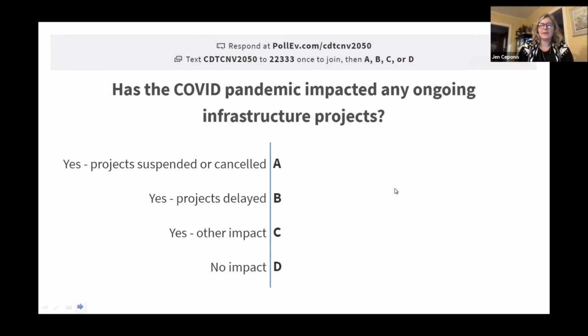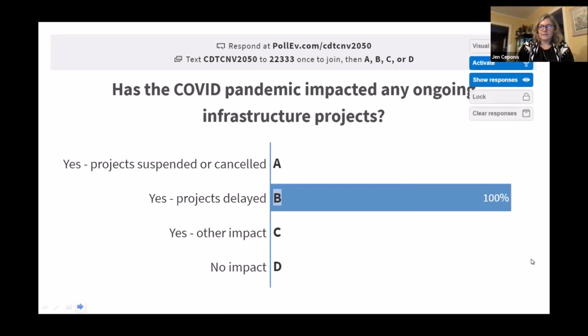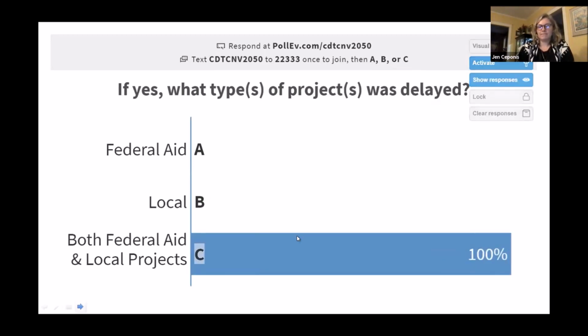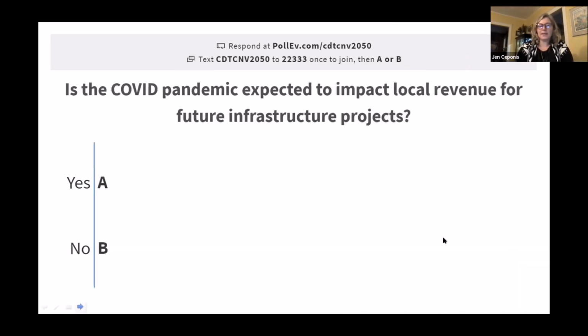So has the COVID pandemic impacted any ongoing infrastructure projects? If you've activated the poll, you just have to text A, B, C, or D. Okay. And if yes, what kind of project was it? Was it a federal aid, a local project, or both federal aid and local? And one more poll question, is the COVID pandemic expected to impact local revenue for future infrastructure projects? Yes or no?